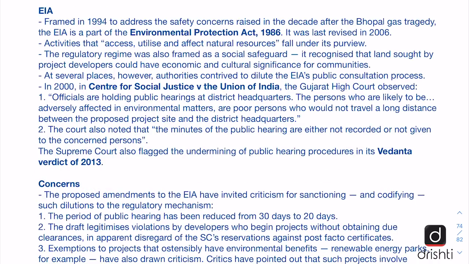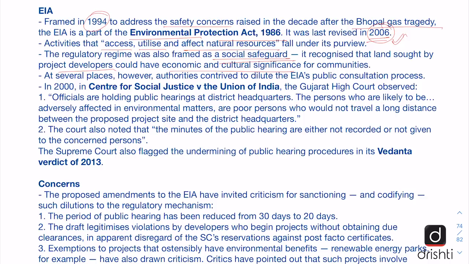The editorial then talks about the EIA and says that the EIA was framed in 1994 to address the safety concerns raised in the decade after the Bhopal gas tragedy of 1984. Also, the EIA is part of the Environmental Protection Act of 1986 and it was last revised in 2006. So, the current notification in effect is the 2006 notification. And what comes under the ambit of EIA? Any activity that accesses, utilizes and affects the natural resources falls under its purview. This regulatory regime has been framed as a social safeguard, as it recognizes that the land sought by project developers could have economic and cultural significance for communities inhabiting that land.